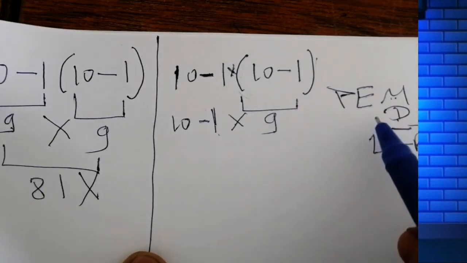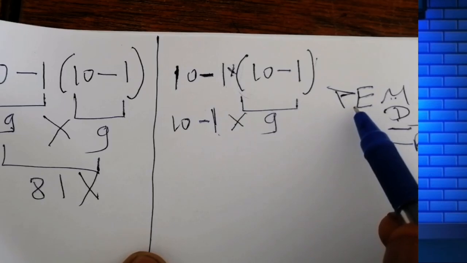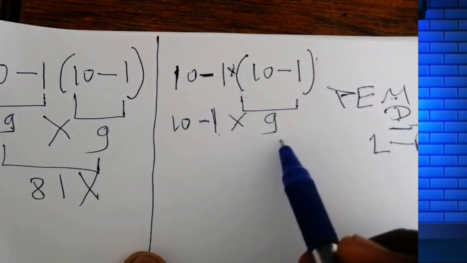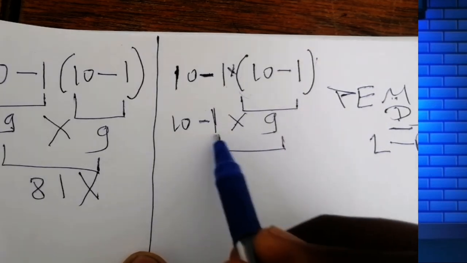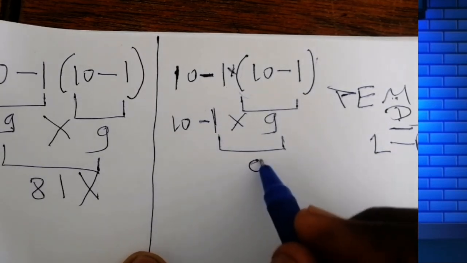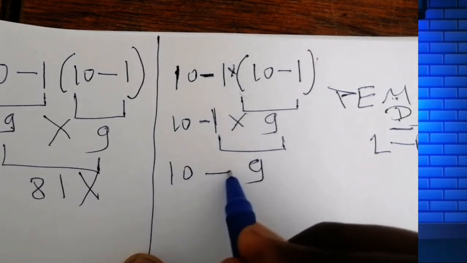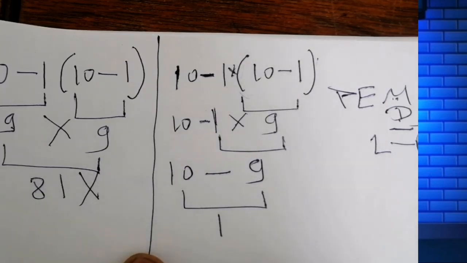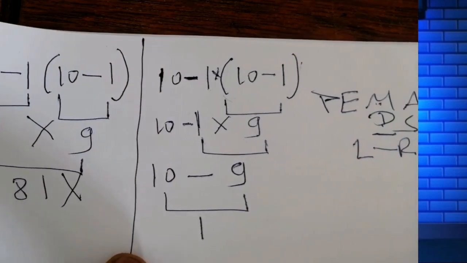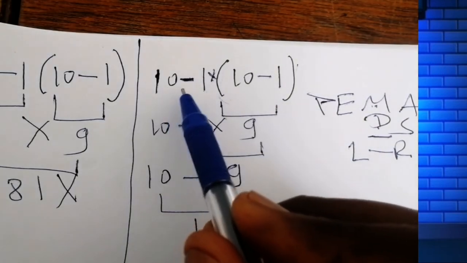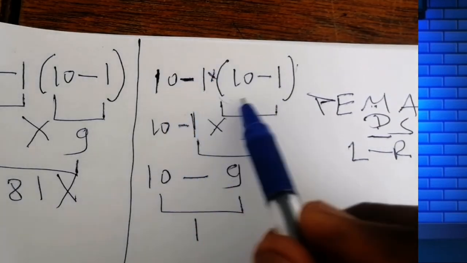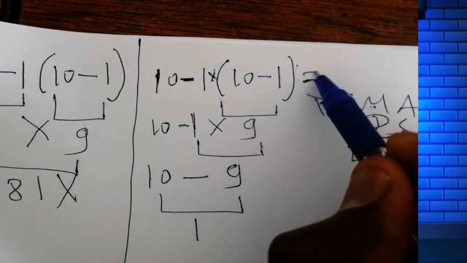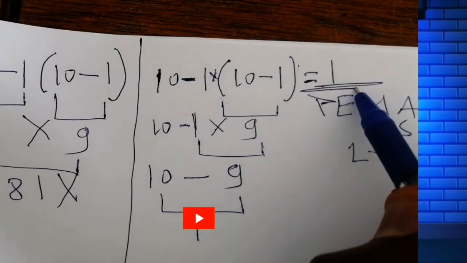According to PEMDAS, we need to multiply. Multiplication is first here. So here 1 times 9, which is 9, then 10 minus 9. Then 10 minus 9 equals what? This is our correct answer. Therefore 10 minus 1, and in parenthesis 10 minus 1, equals 1. This is our final answer.